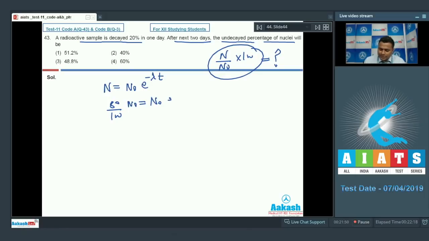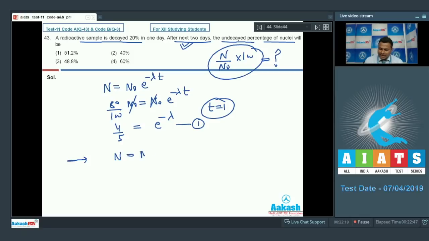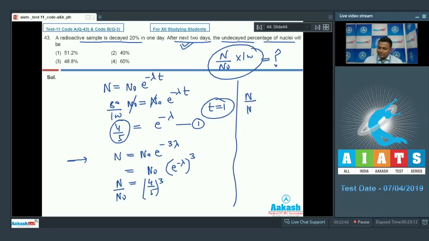N naught equals N naught e to the power minus lambda t. 4 by 5 equals e to the power minus lambda t, with t equals 1 day. So 1 only we have to put here. So we have got the value of e to the power minus lambda, that is 4 by 5, equation number 1. Now we have to talk about next 2 days, means after 3 days from the beginning. So number of active nuclei left equals n naught e to the power minus 3 lambda, or we can write n naught e to the power minus lambda cube. Minus lambda we have calculated 4 by 5, so n by n naught equals 4 by 5 cube, or n by n naught equals 64 divided by 125.